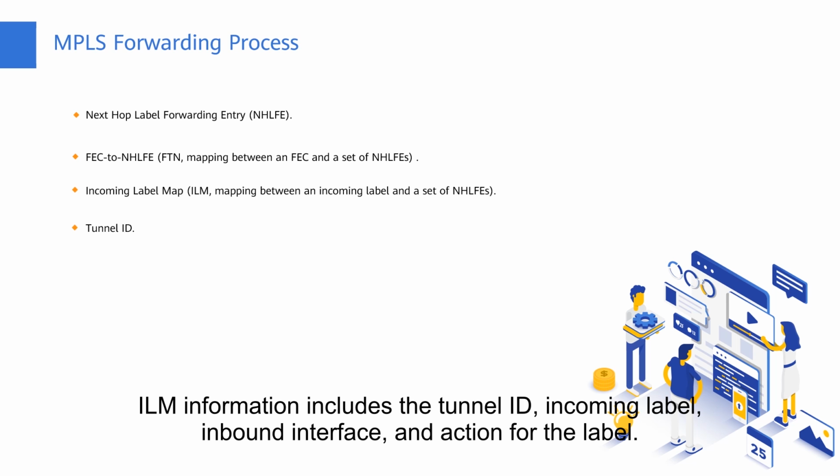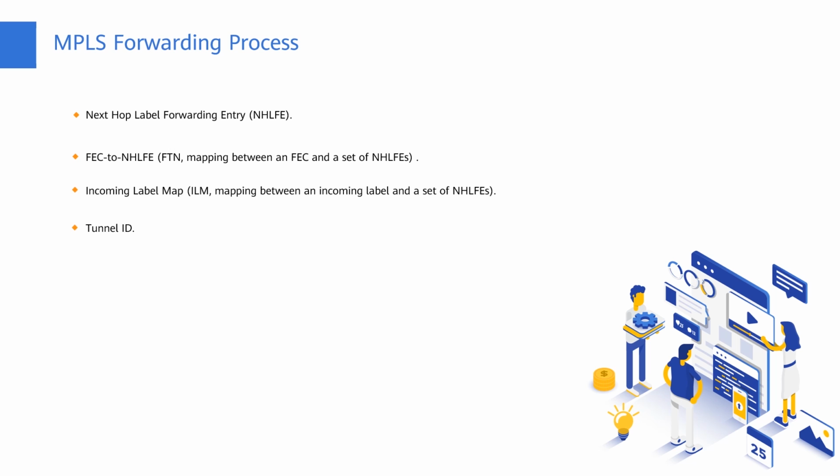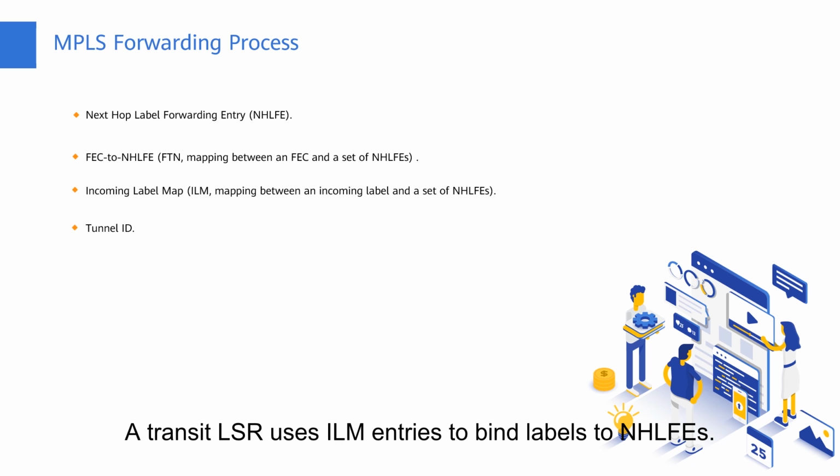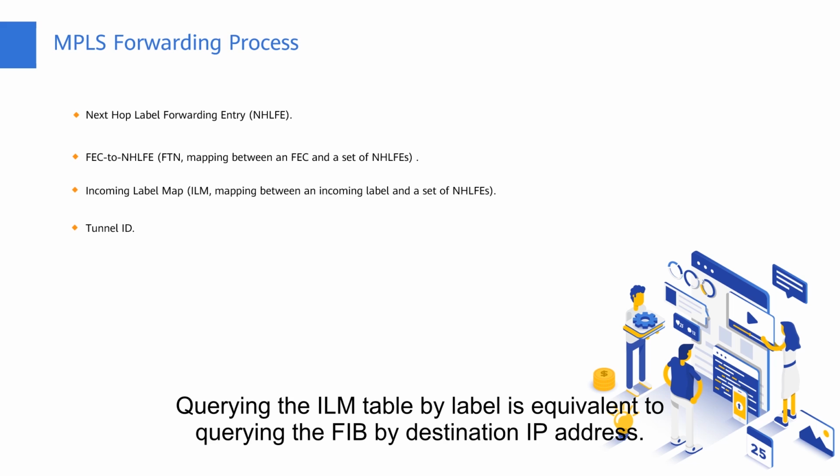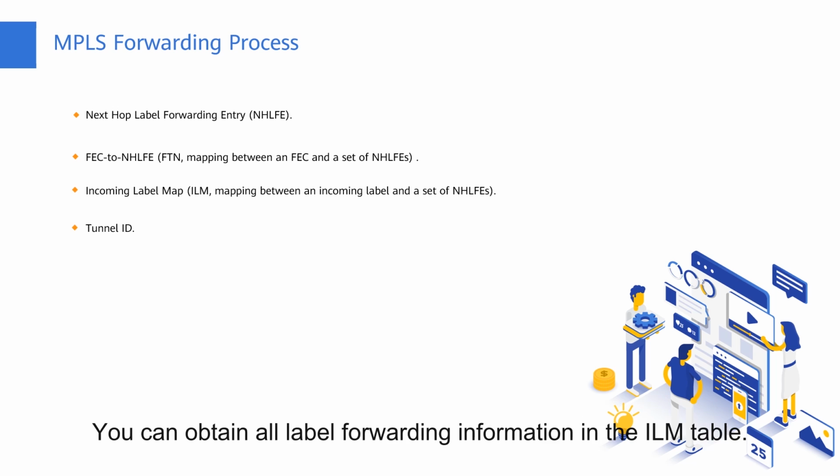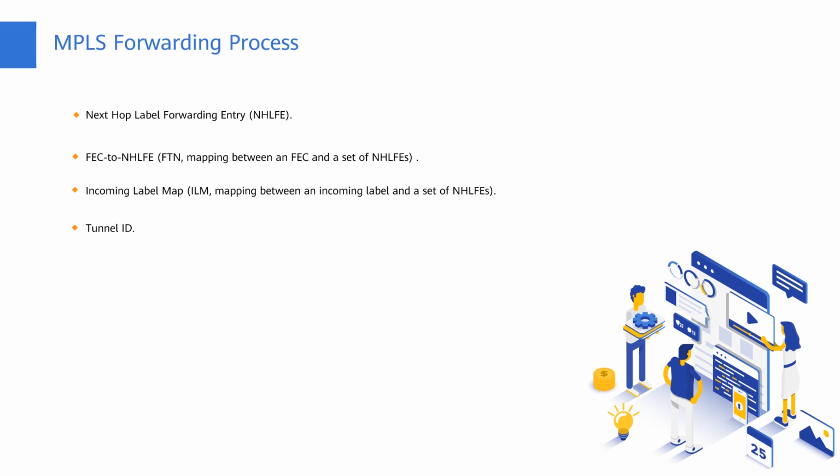ILM information includes the tunnel ID, incoming label, inbound interface, and action for the label. A transit LSR uses ILM entries to bind labels to NHLFEs. Querying the ILM table by label is equivalent to querying the FIB by destination IP address. You can obtain all label forwarding information in the ILM table.